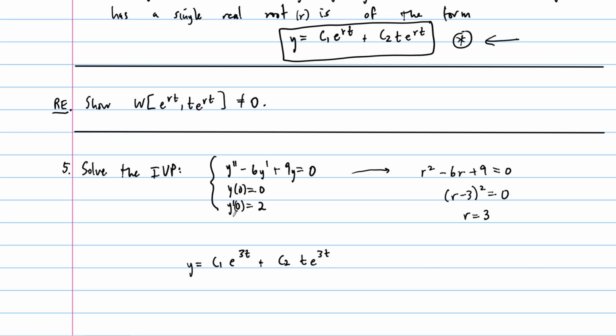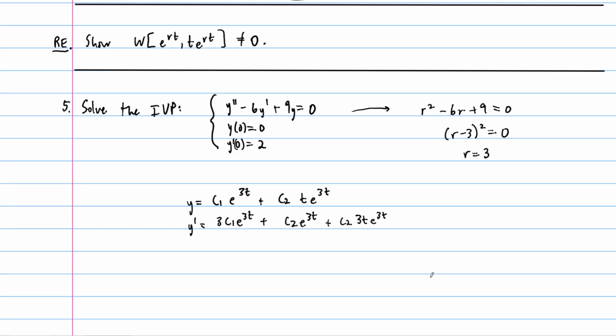Now we have to plug in our initial data. And just like we did in the previous example, we should first take the derivative and then plug in the initial points, right? So let's start by taking a derivative here. The first derivative, and the only one we have to take, right? We only need one derivative. But the derivative is going to be 3c1 e to the 3t plus c2 e to the 3t plus 3t, right? So c2 times 3t e to the 3t by the product rule.